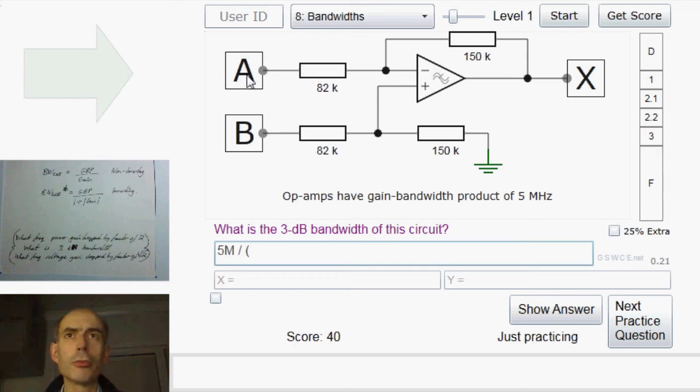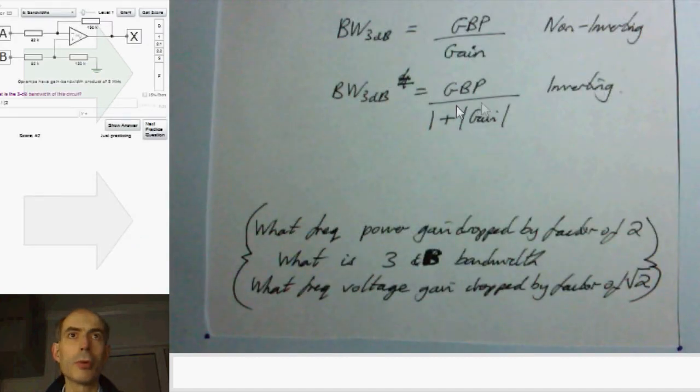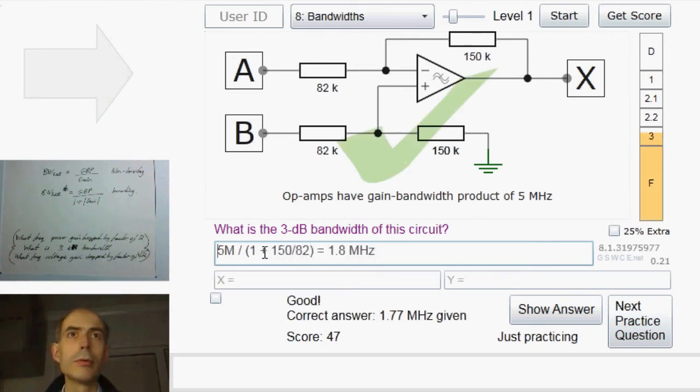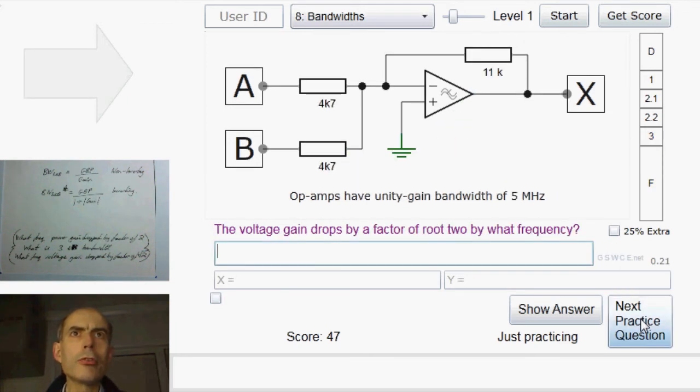It's probably the simplest one to use. From the inverting input here, the gain would be 150 divided by 82, and the formula we need to use is this one here. So that would be 1 plus 150 divided by 82. Great. And I think there's one other type of problem.